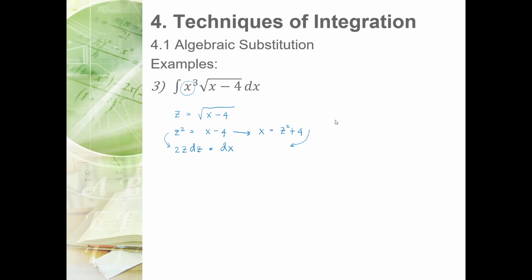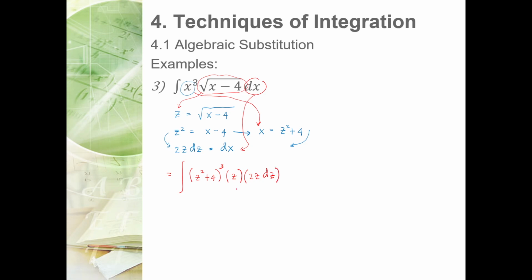So now if you're going to observe the equation again, the x variable here will be replaced by z squared plus 4. The square root of x minus 4 will be replaced by z. And then dx will be replaced by 2z dz. So creating the new equation, this gives us z squared plus 4 cubed, and then times z times 2z dz. Okay?